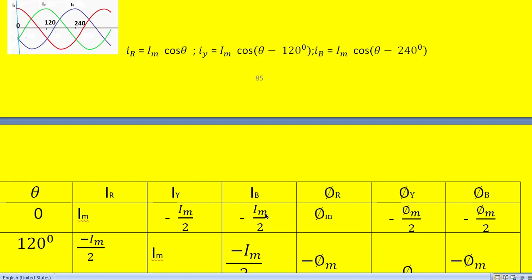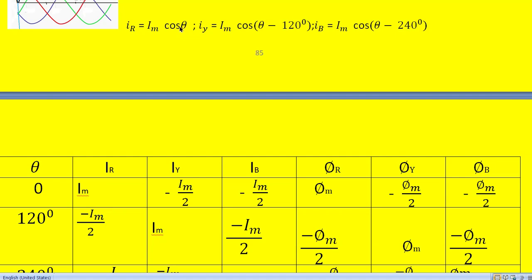So we write here Ib is equal to minus Im by 2, and we find the corresponding flux produced in the windings like this. For Iy, the flux produced is minus phi m by 2. For phase B, flux is minus phi m by 2. It is directly proportional to the current.